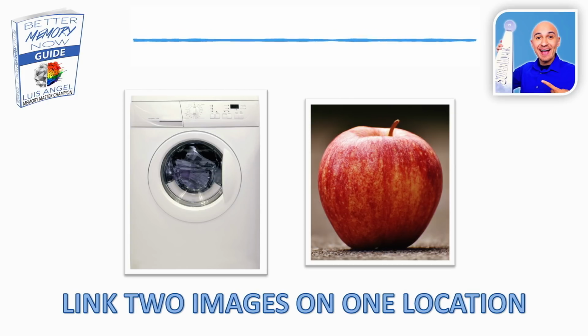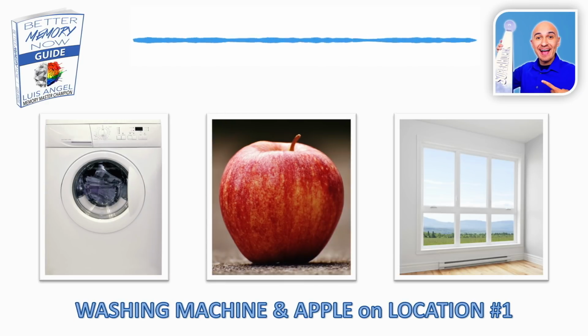Link two images on one location. So you would do the washing machine and the apples on one location. So maybe you're stuffing a bunch of apples in the washing machine, making applesauce as you squirt it onto that first location, the window, all over that window. So those two images are going to be linked together, and that's going to just save you. It's going to cut your overall location need in half.